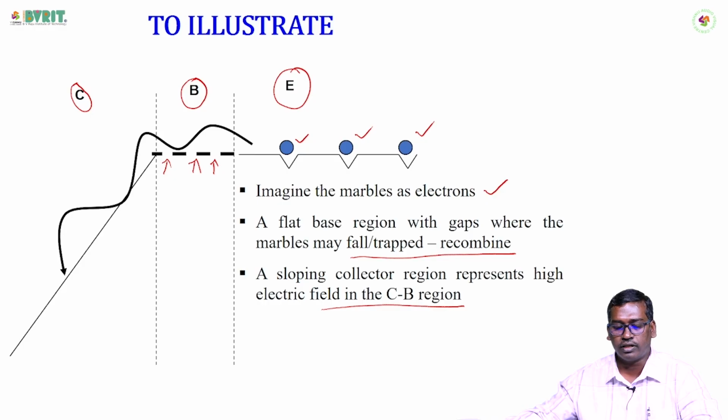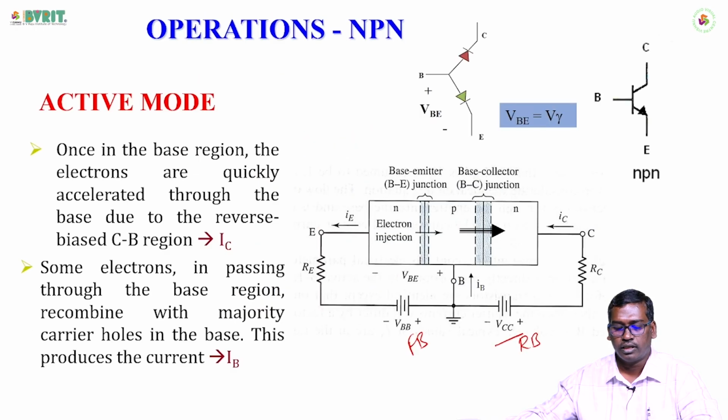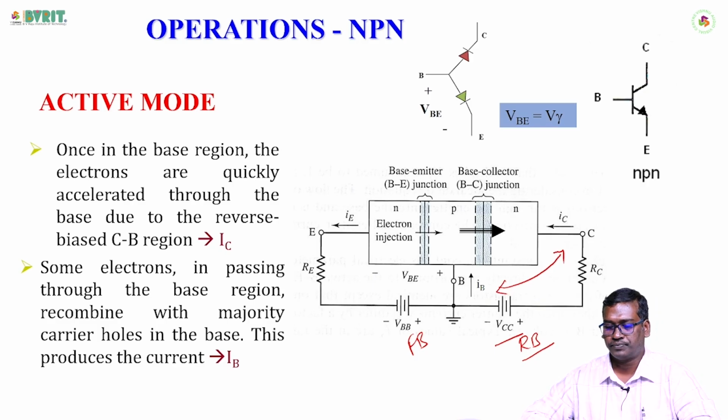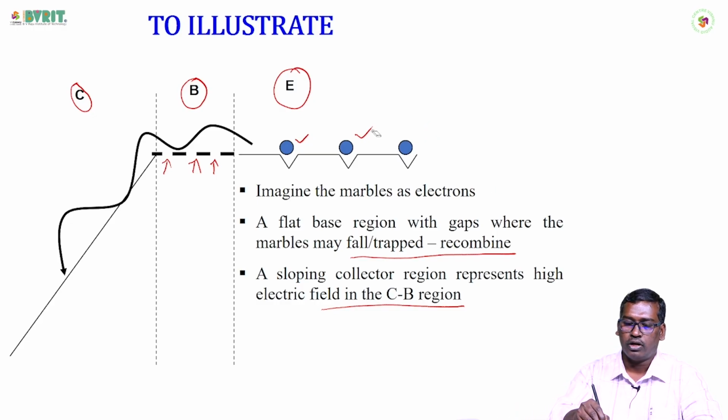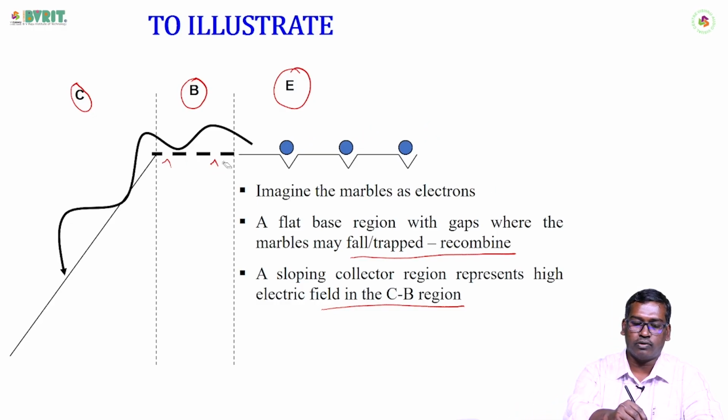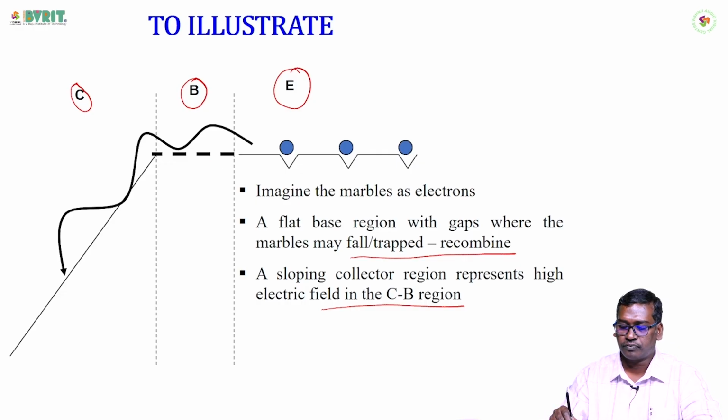Why is there a high electric field in the CB region? You need to look at the CB region, this region we are talking about. This region is highly reverse biased. That's why a high voltage has been applied, which brings high potential. You can see that. I will try to explain this illustration.